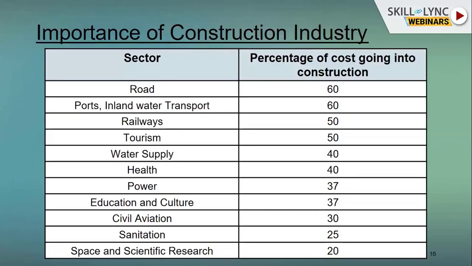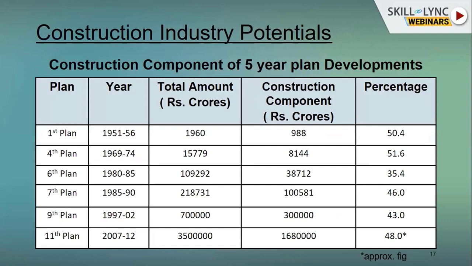These are some percentages of different civil engineering construction, with reference to the percentage of cost going into construction. For example, 60 percent of road construction cost goes into this. Here I have mentioned, for every 5-year plan, the total amount, the construction component and the percentage increase. We can see that in 1951 to 1956, the allocation to construction is 988. For 2007 to 12, it's 168. So just see the difference in the amount of the construction plan that the government is targeting.